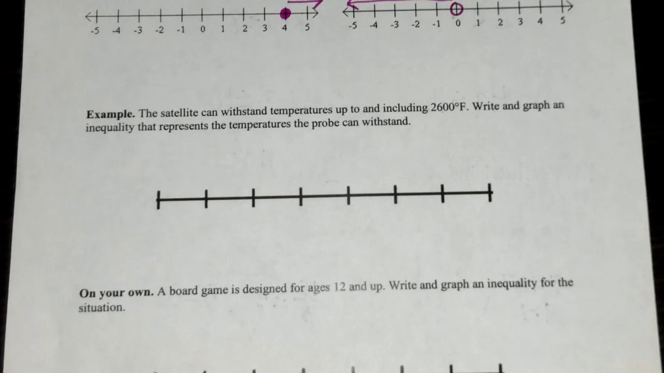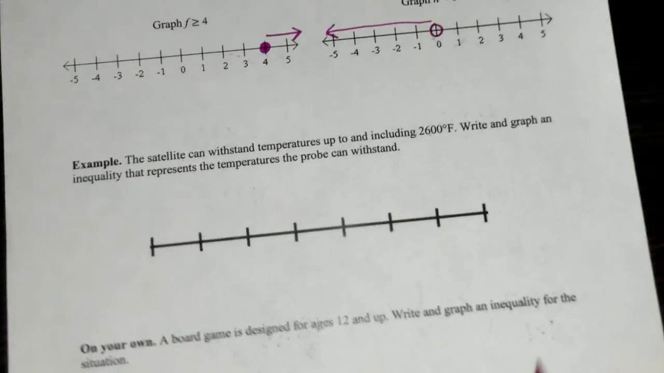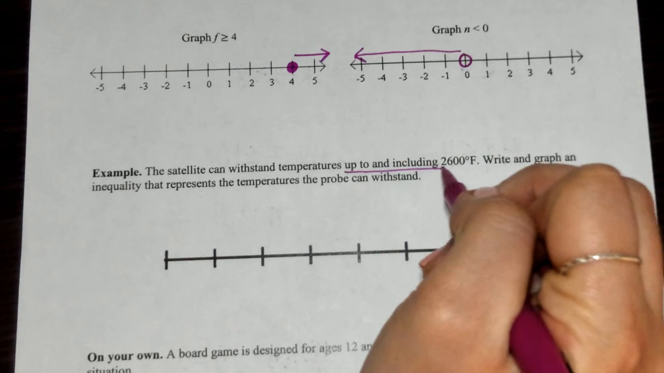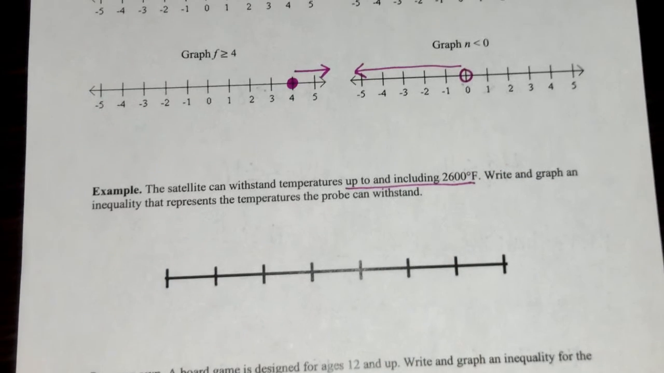Keep in mind, I know when we talked about positives and negatives last week, I told you that it had to be a 0 in the middle. That's because we were graphing the integer and its opposite. We're not doing that this time. We're just graphing one number, so you don't even have to have a 0 on here. Okay. So it says the satellite can withstand temperatures up to and including 2,600 degrees.